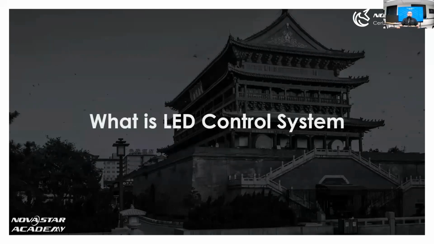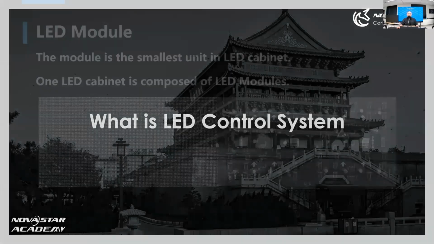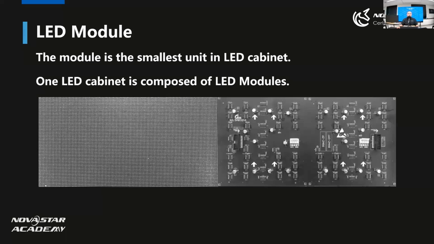So first, what is the LED control system? To be honest, a lot of people know the LED screen, but they don't know what is inside the LED screen and what the key parts are that make the screen show the image. The first part, which is very important and the most basic one, is the LED module. The module is the smallest unit in the LED cabinet. From the image, we can see the front view of one LED panel, or LED module, and this is the back view of the LED module.